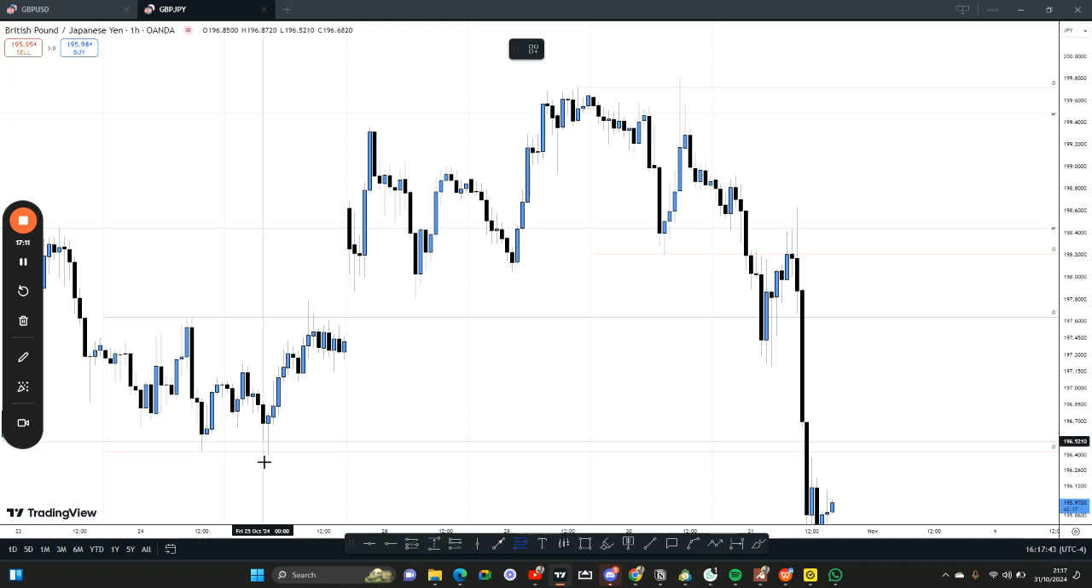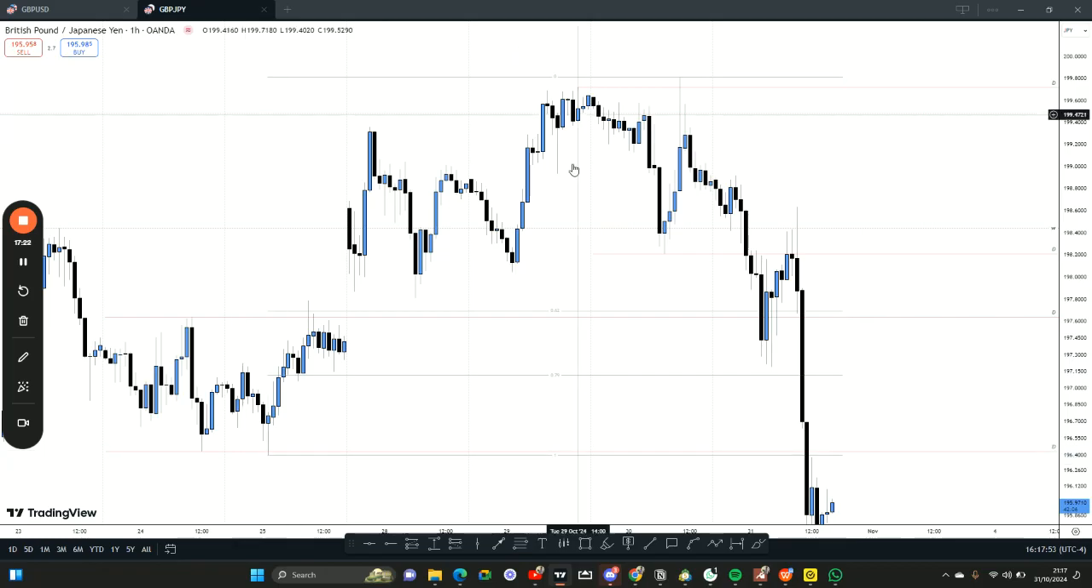And then another thing I have is a fib setup from here to this high. So this fib setup, I'm going to also explain this. So you have a fib from here to here. You can see price retraced back into this level of the fib, this level here. I was happy to take this trade.